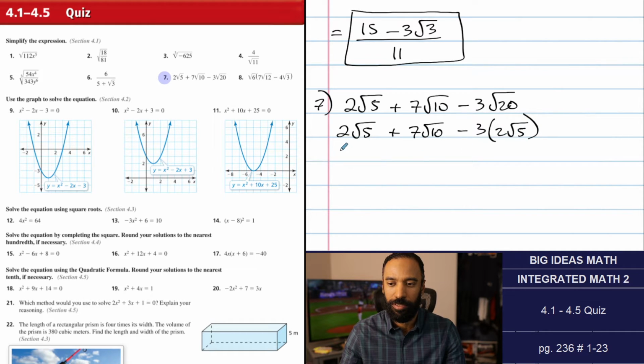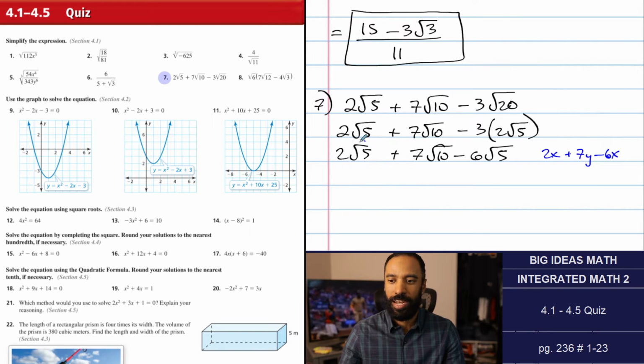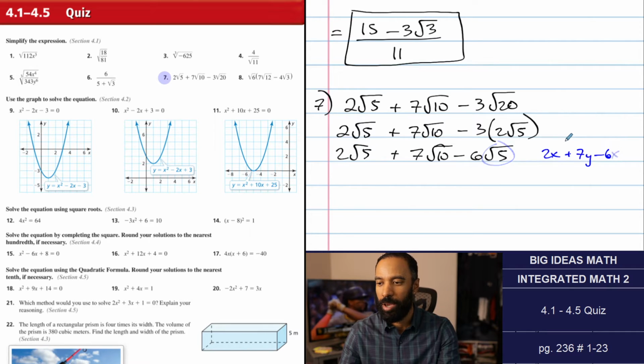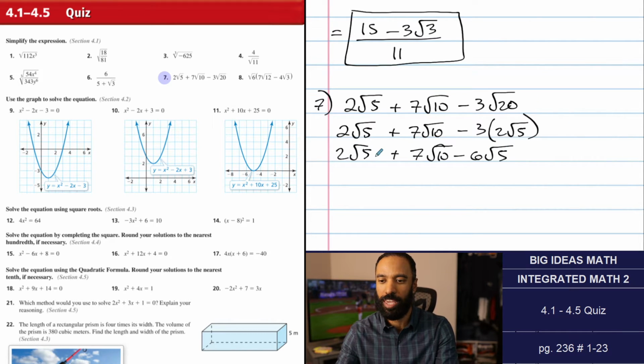Root 4 times root 5. So 2 root 5 plus 7 root 10 minus 3 times 2 is 6, 6 root 5. And now this is less like 2x plus 7y minus 3z, and it's more like 2x plus 7y minus 6x. Now that they both share a common factor of this right here, you can combine them. Combine like terms. And that's the idea that they want behind the simplification.